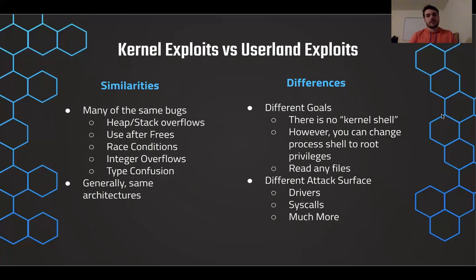Integer overflows and signedness issues, as well as type confusion. These all happen in the kernel. Generally the same architectures too. If you're used to x86 and x64, and you're running a kernel that's built to run on x86 or x64 hardware, then it's the same architecture, a lot of the same instructions. So if you know how to RE a program in userland, you'll pretty much be able to transition to the kernel level pretty quickly, I believe.